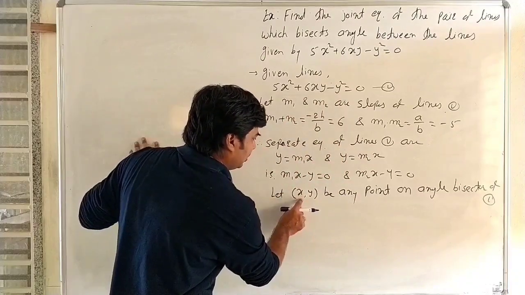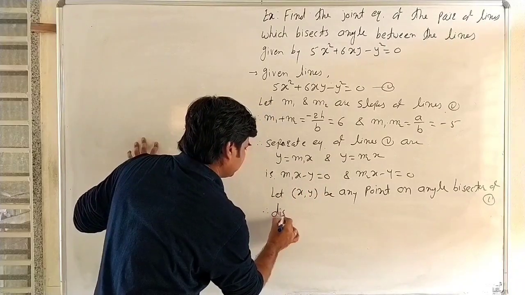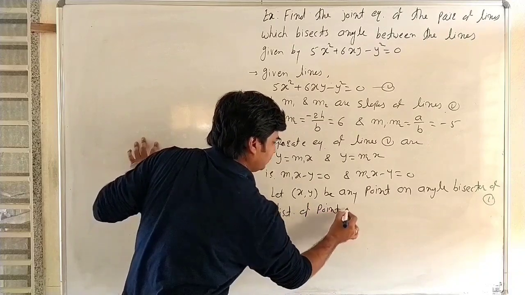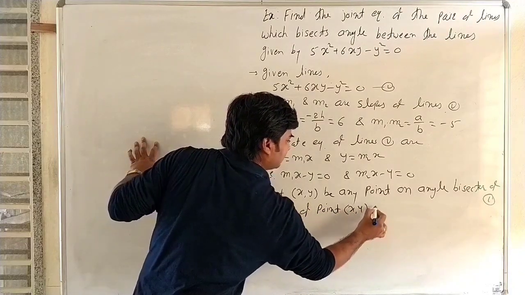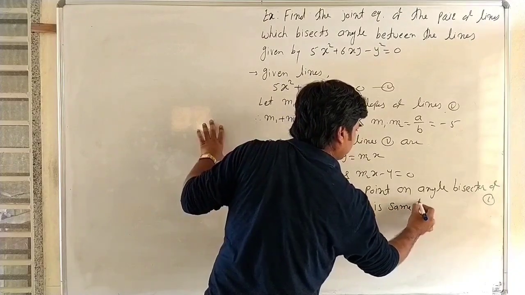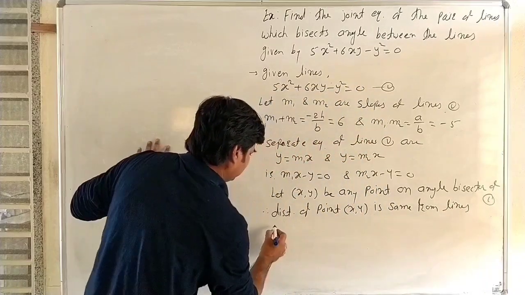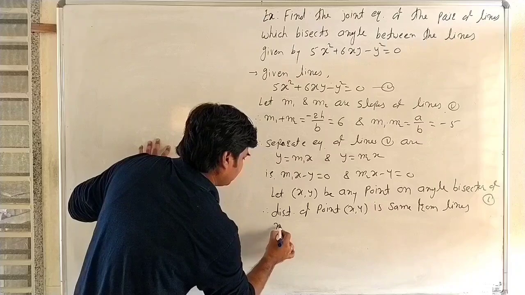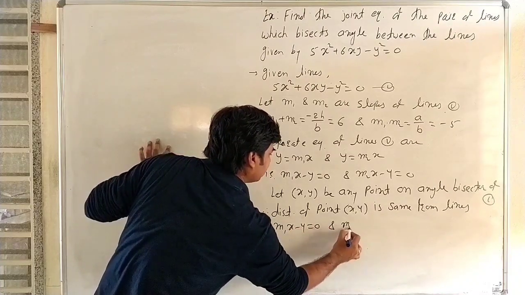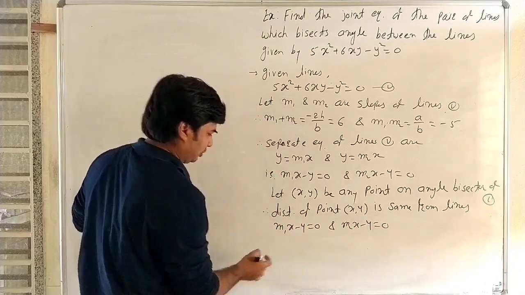Okay, here this point is equidistant from this line. Therefore, the distance of point x comma y is the same from lines m1x minus y equal to 0 and m2x minus y equal to 0. Again, we use the perpendicular distance formula.